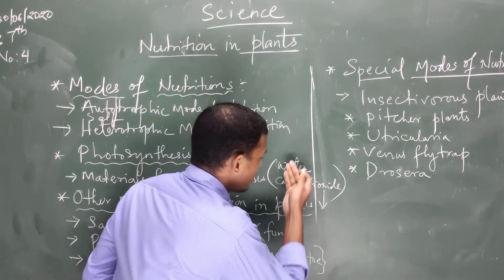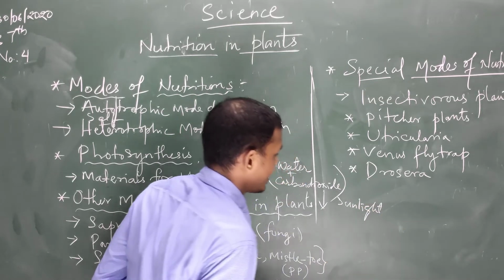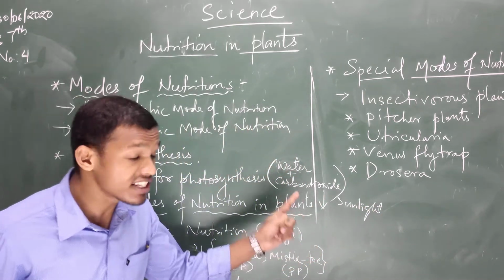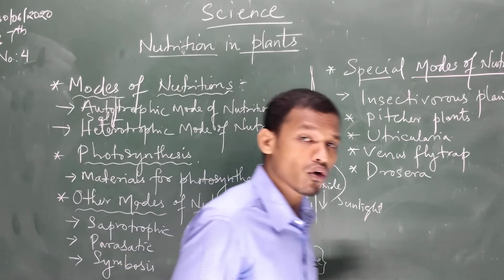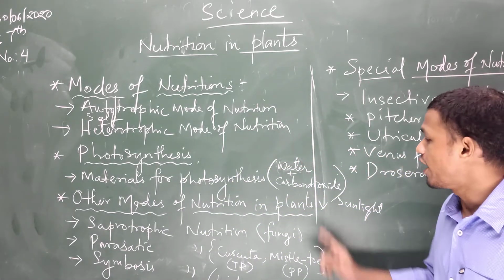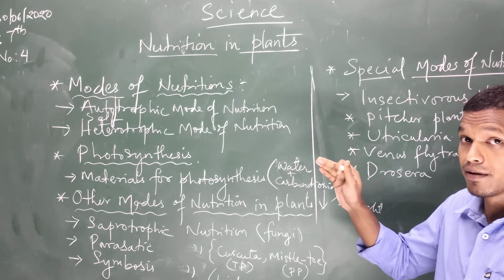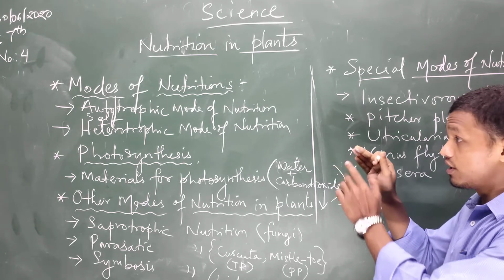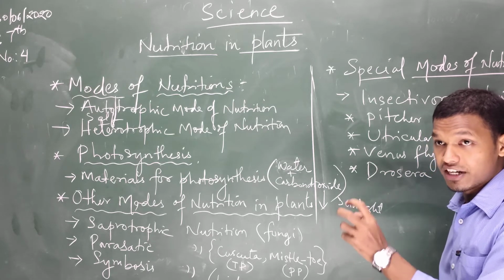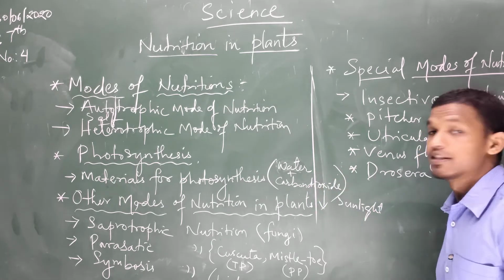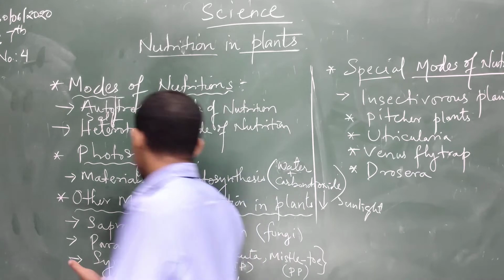So water plus carbon dioxide in the presence of sunlight, and also, importantly, in the presence of the green pigment called chlorophyll in the leaf. In every green plant you will find the green pigment chlorophyll. Chlorophyll is present on the surface of the leaf. If you see the structure of the leaf, it is present inside the chloroplast, which is an organelle. In the chloroplast, this green pigment chlorophyll is present. Therefore, these leaves appear green in color.